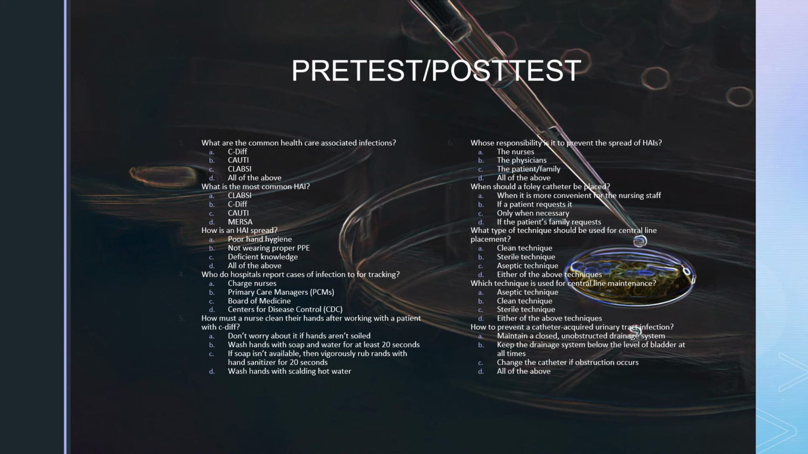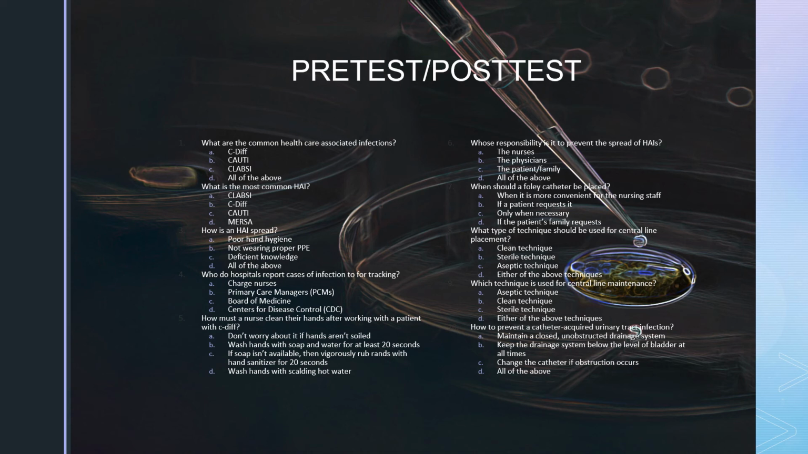Whose responsibility is it to prevent the spread of HAIs? A. The nurses. B. The physicians. C. The patient family. D. All of the above. D. All of the above.